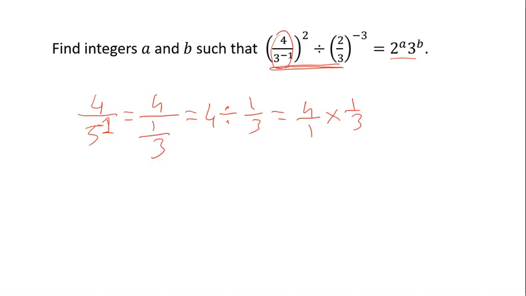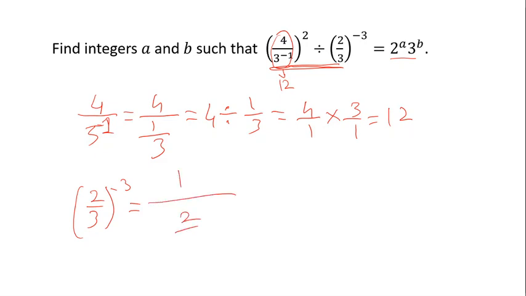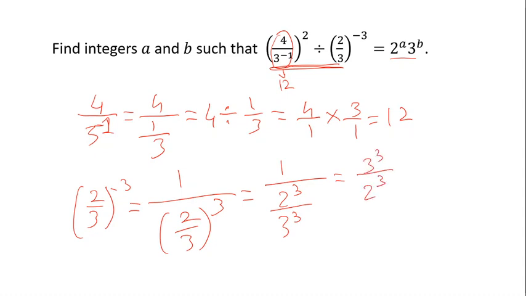So you flip the second one and multiply with the first one. So it will be 12. So indeed, this turns out to be 12. Now 3 over 2 to the negative third power means 1 over (2 over 3) to the cube. So this is 1 over 2 cubed over 3 cubed. Then you can flip it: 3 cubed over 2 cubed. Since it's asking for the power, it's better we keep it this way.